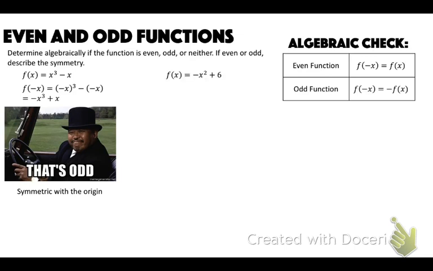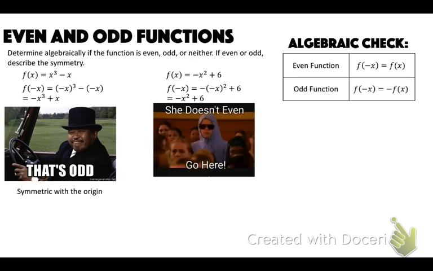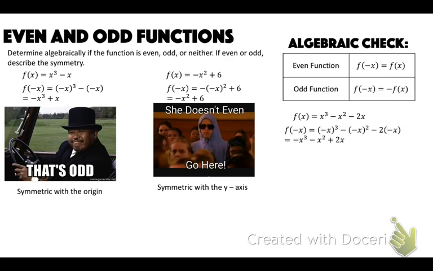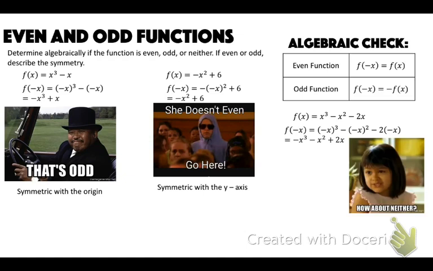This one, negative x squared plus 6, I'm going to plug in negative x. I get the same exact thing, which means it's even. Symmetric with the y-axis. And then this one, I'm going to plug in negative x, and I get negative x cubed minus x squared plus 2x, which some of those signs switched, but the middle one didn't, so that means it's neither. Not all functions are symmetric, so that means that it's just not symmetric with anything.